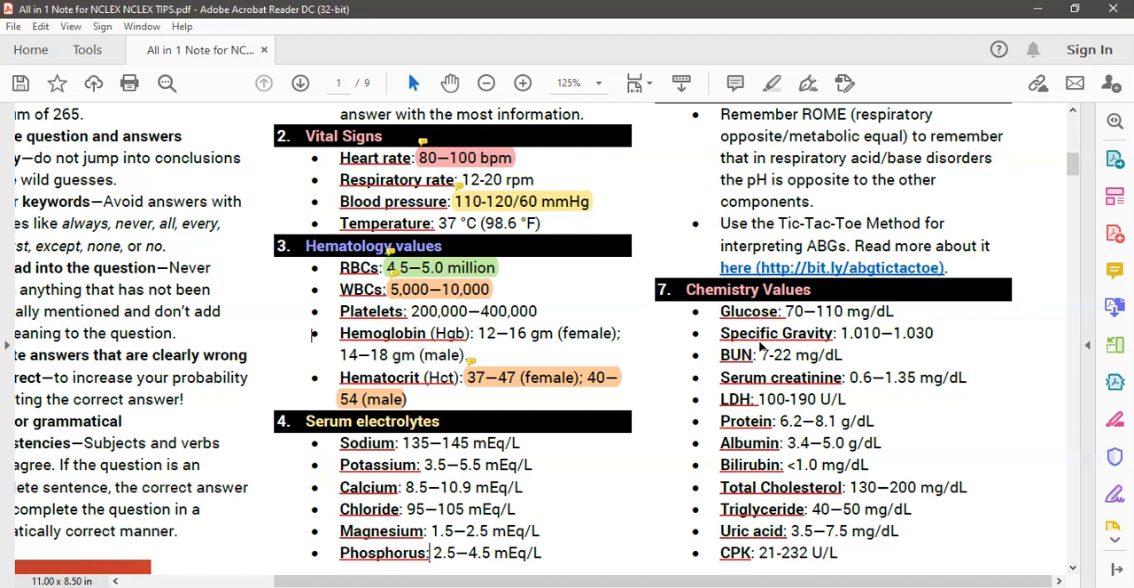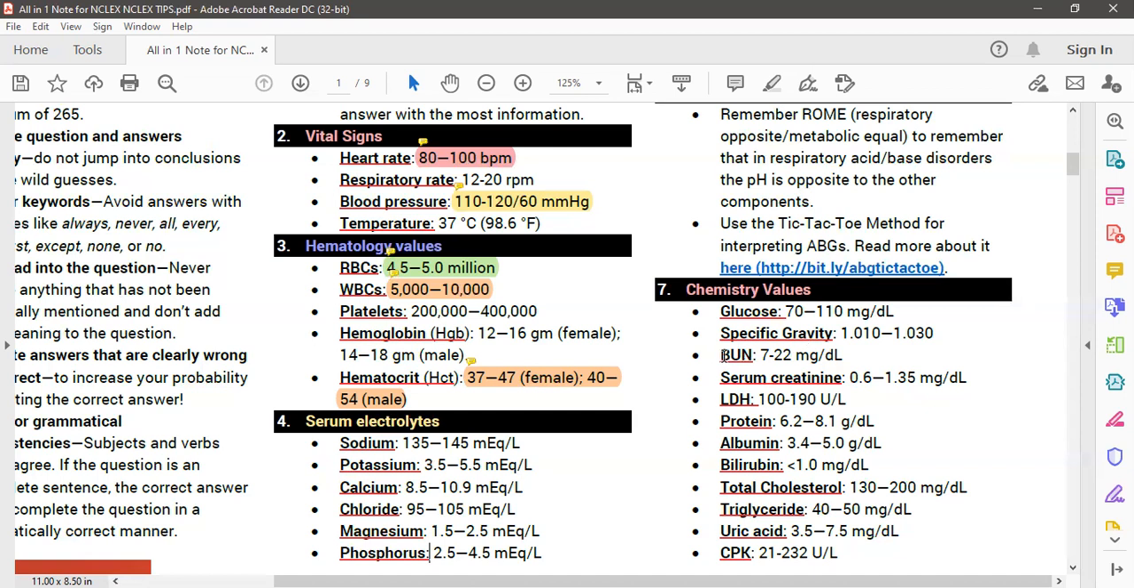Urine specific gravity, this test looks at all of the particles in urine. Usually, in case of diabetes insipidus, the urine specific gravity goes down, but in diabetes mellitus, urine specific gravity is supposed to go up.